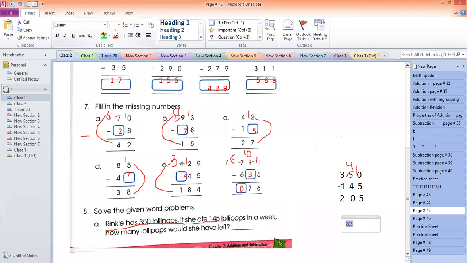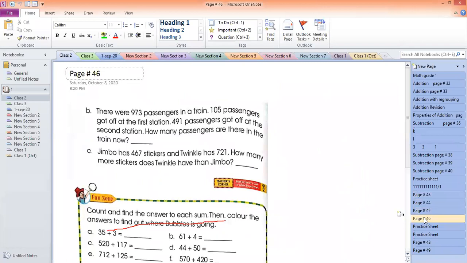How many lollipops are left? 205. 350 minus 145 equals 205. So complete it please, and then come to page number 46. On page number 46, there was a question.